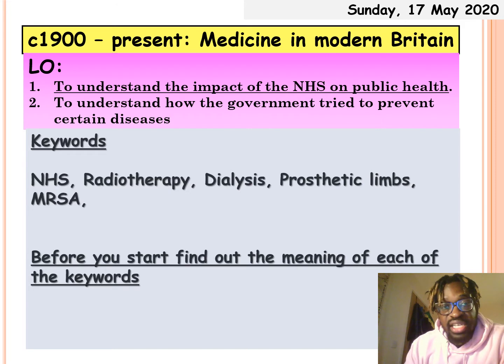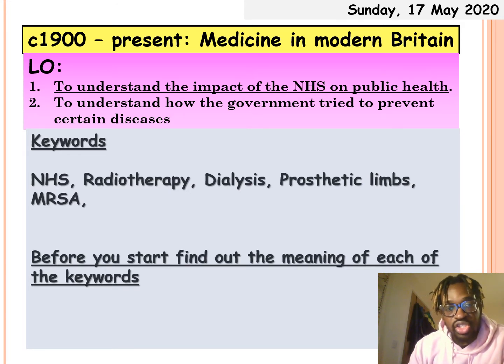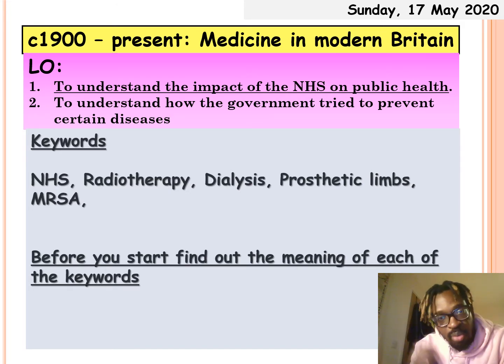So as ever, first things first, I've given you some keywords. Go and look up what those words mean. Do not start before you first look up what those words mean, because some of the things that you'll do in this lesson won't make sense if you don't understand the meaning of those keywords.